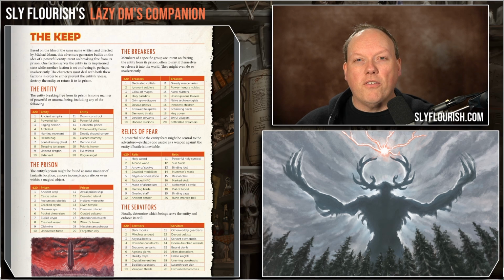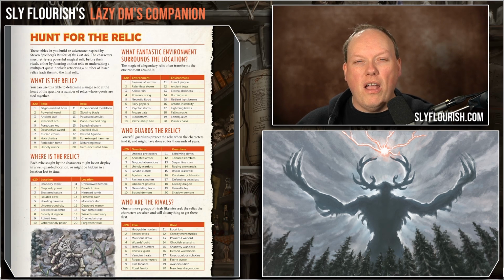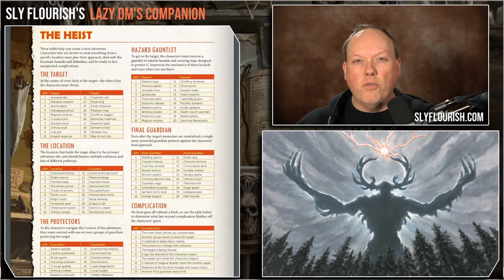In The Keep, the characters find out that there is a being of tremendous power kept within some kind of vault. There are groups that are trying to break it out, groups that are trying to protect it, and groups that are trying to kill it, including perhaps the characters. In Invaders, the characters are sent to find a lost group of people that have been invaded upon by some kind of outside influence. In Hunt for the Relic, the characters travel overland and into ancient ruins to find relics of power before another group does the same. In The Heist, the characters break into a location in order to steal something from a villain.